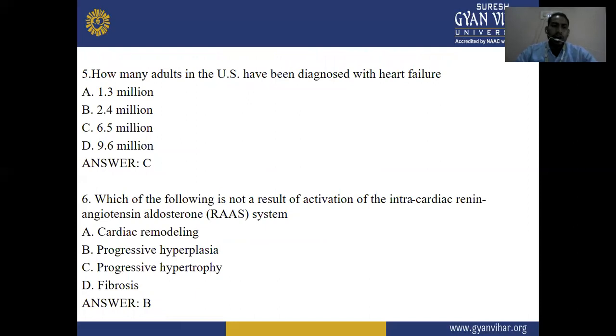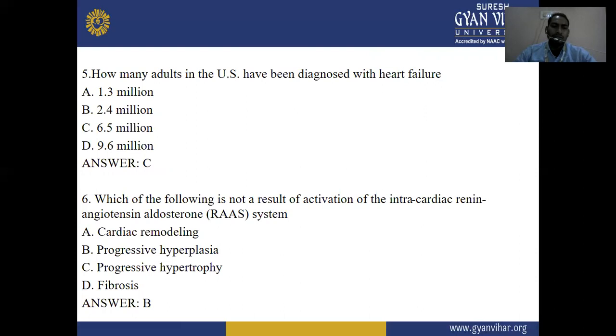Next question. How many adults in the US have been diagnosed with heart failure? Option A is 1.3 million. Option B is 2.4 billion. Option C is 6.5 million. And option D is 9.6 million. The right answer is 6.5 million adults in the US have been diagnosed with heart failure.